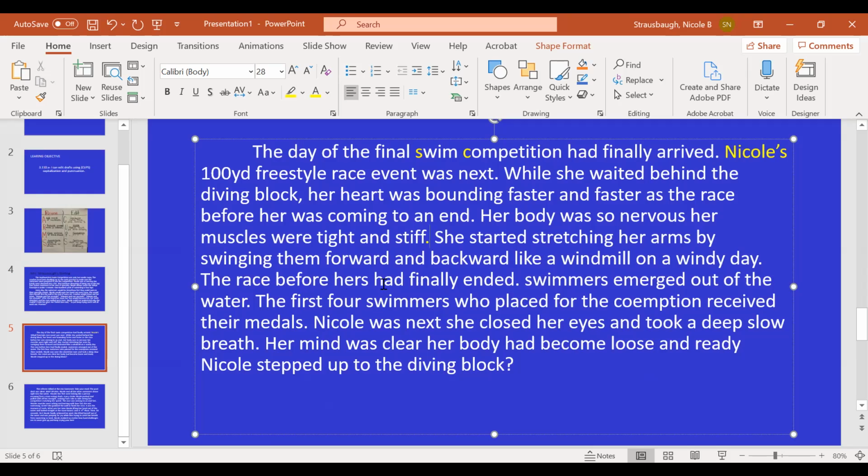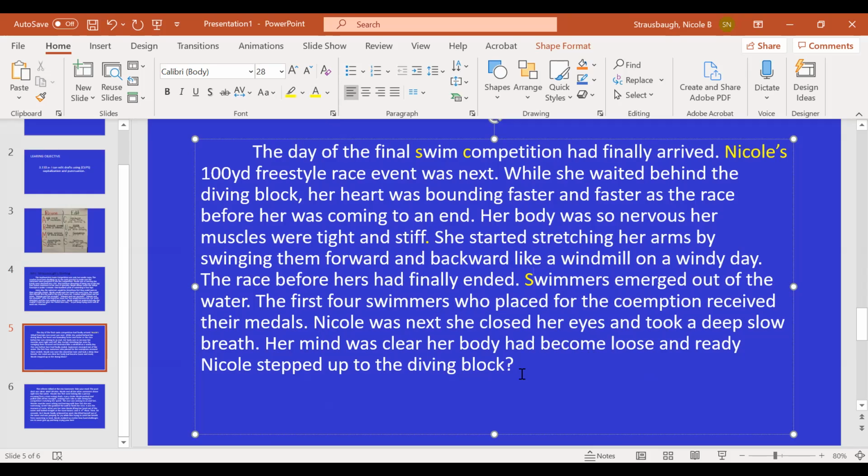The race before hers had finally ended. Oh, period. And then with every period at the beginning of a sentence, we always need to capitalize. Swimmers emerged out of the water. The first four swimmers who placed for the competition, well, that is a spelling error, but we're not focusing on that today, received their medals.